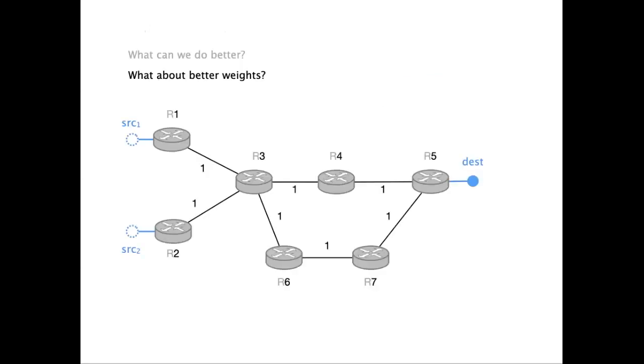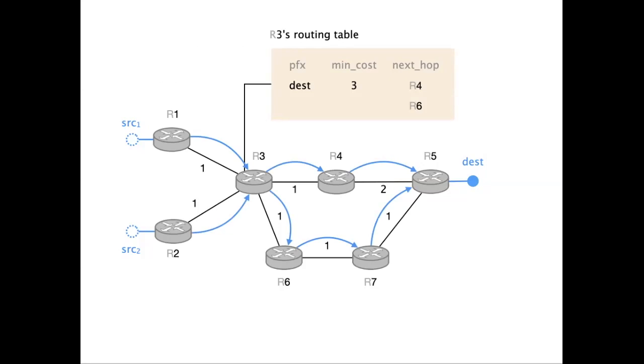So here, the easy solution, for instance, is to pick one of the two links, R3 to R4 or R4 to R5, and then increase the weight to 2. And then you get the upper path with a cost of 3, and the lower path with a cost of 3 as well. So assuming R3 is implementing ECMP, R3 will now have two paths to reach the destination. That means it will have two minimum cost paths via R4 and via R6 as next hop. And then load balancing can start to happen. So you can see that by modifying a single weight, I could increase the path diversity at R3.